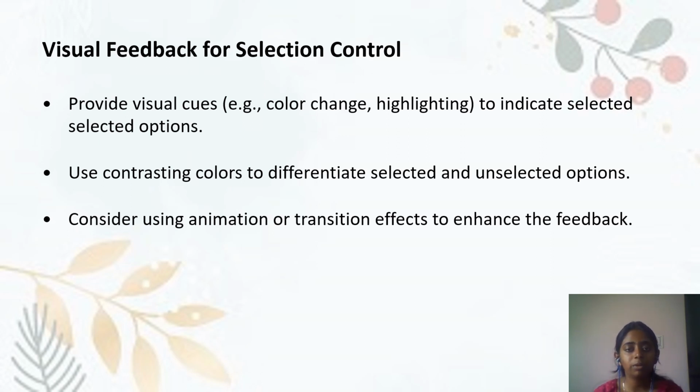So in this slide, what we are trying to tell is, suppose a person has selected a few options. There has to be some differentiation between the selected and unselected options. In that case, this differentiation is done by highlighting or color change. Even in checkboxes, suppose a person has selected three different options, to make those stand out we will be using some color change options. So this is the visual feedback for selection control.